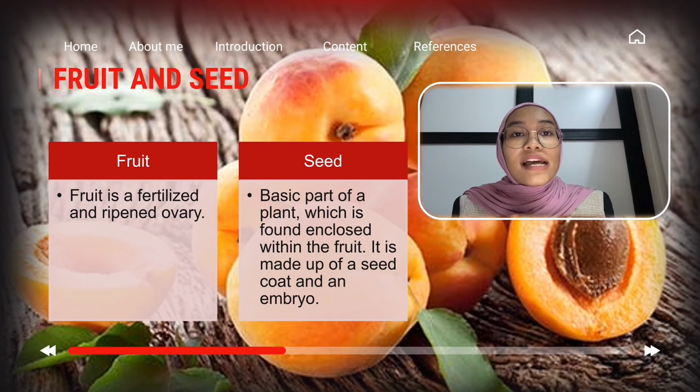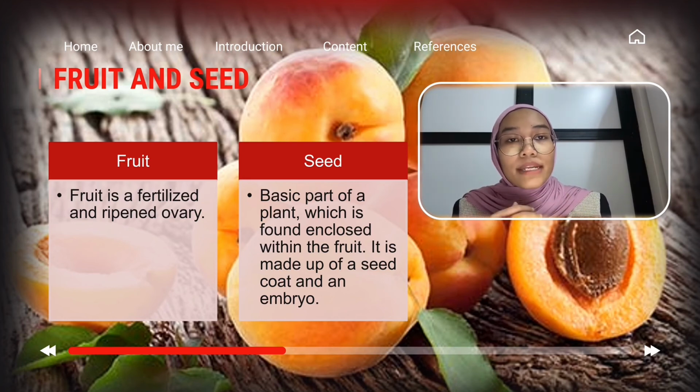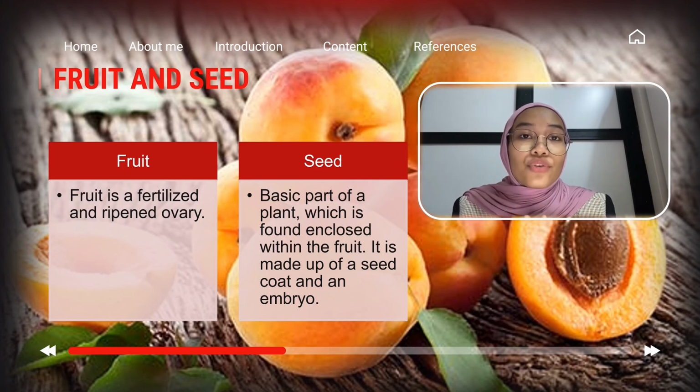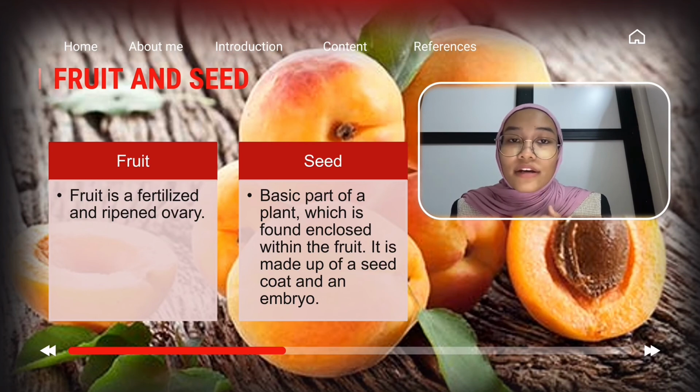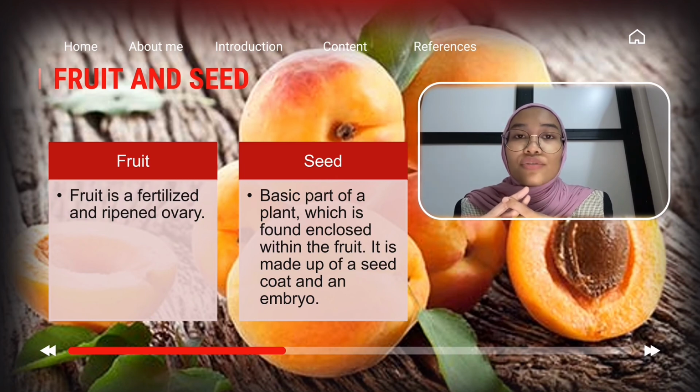What is seed? A seed is a basic part of a plant which is found enclosed within the fruit. It is made up of a zygote and embryo. During the development of the fruit, the wall of the ovary becomes the pericarp. In some plants, the ovary wall dries out completely, while in some it remains fleshy. Two types of seed. Seeds are further classified into two types: monocotyledonous, in which the embryo consists of an embryo axis and has only one cotyledon, and second, dicotyledonous, in which the embryo consists of an embryo axis and has two cotyledons.